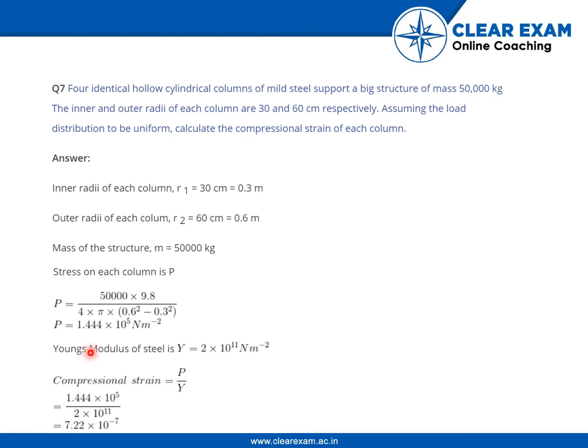Now if we put the value of P and Y, we get it to be 7.22 into 10 to the power minus 7.